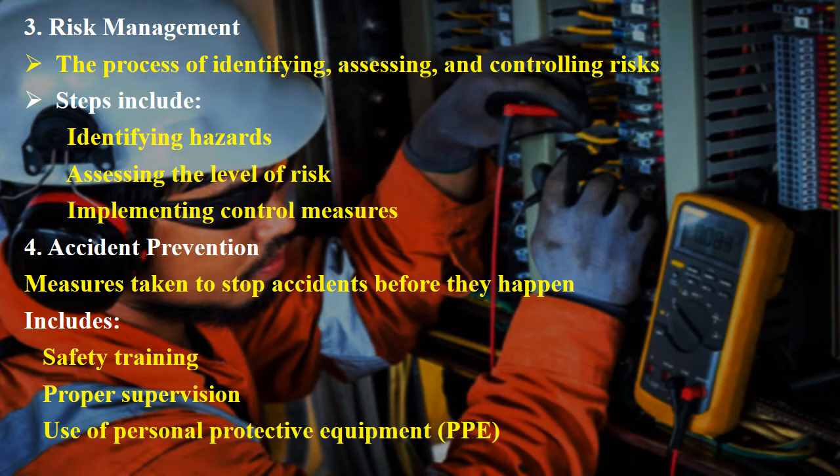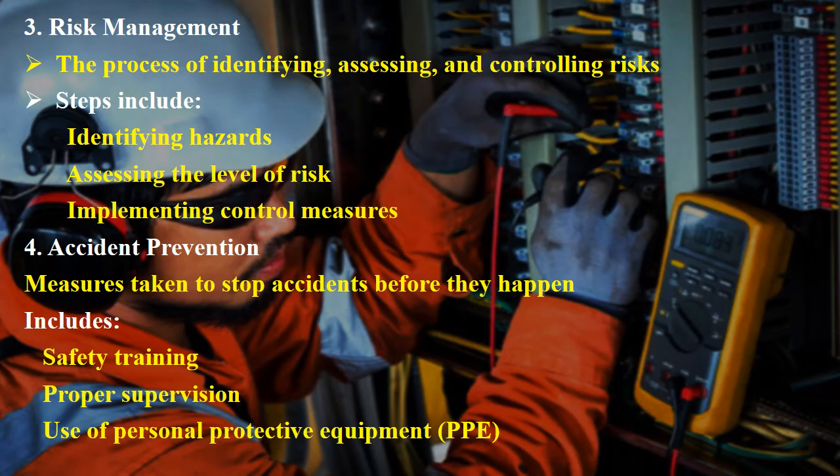Two, assessing the level of risk. All the hazards in a workplace have a certain level of risk. So we have high risk, intermediate, and low risk. You assess the level of risk associated with the hazards. And the third, you implement the control measures. Control measures are implemented to control the risk or the hazards present there, depending on the level of risk.